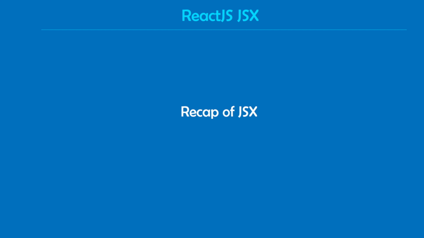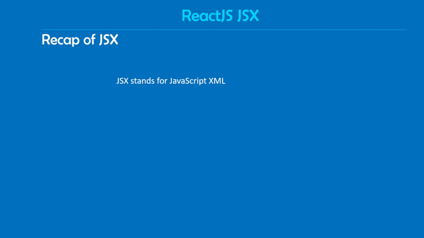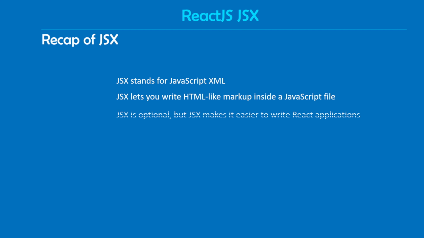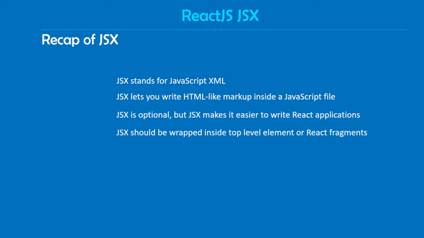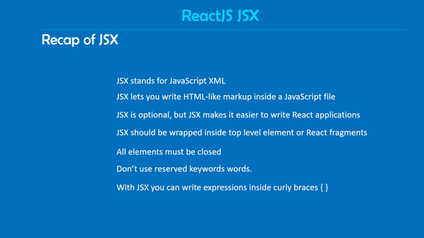Let's see a small recap of JSX, whatever we have learned in this session. JSX stands for JavaScript XML. JSX lets you write HTML-like markup inside a JavaScript file. JSX is optional, but JSX makes it easier to write React applications. JSX should be wrapped inside a top-level element or React fragments if you have more than one HTML element. All elements must be closed. Don't use reserved keywords or words, for example, class. With JSX, you can write expressions inside curly braces. Double curly braces represent an object inside the JSX curlies.